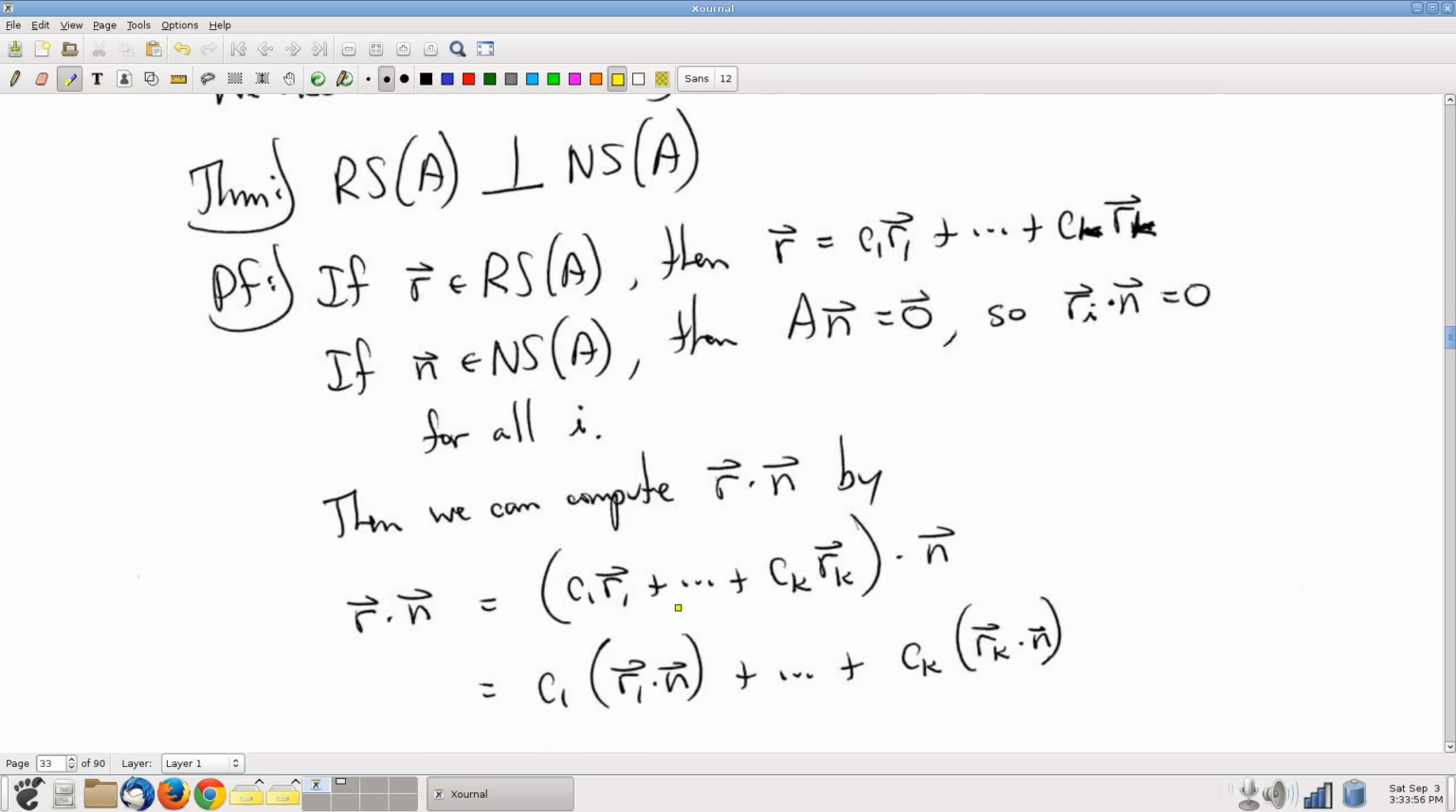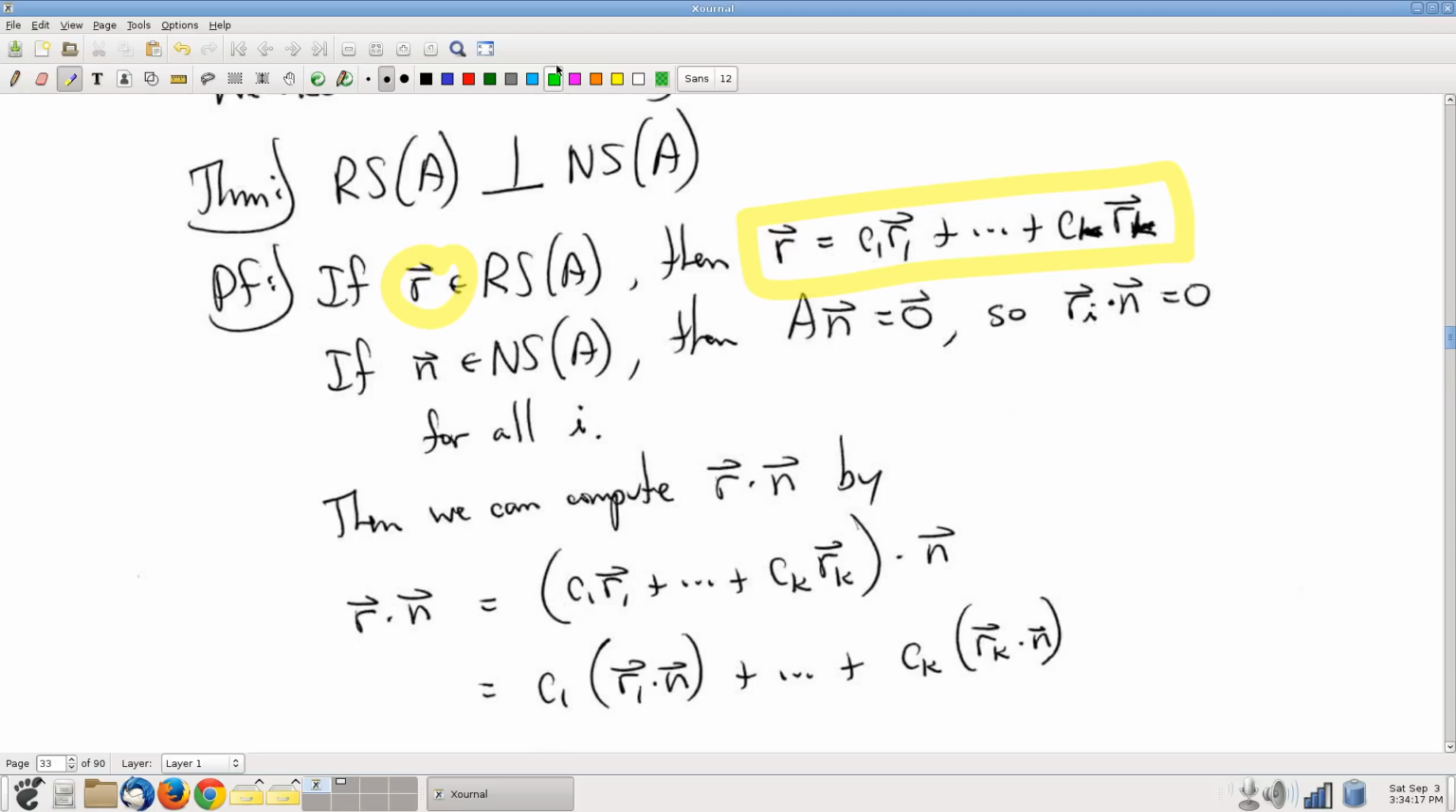Nice little argument here. Pick a vector in the row space. Let's not forget what the row space is. It's the span of the row vectors. So any vector in the row space has got to be some linear combination of those row vectors. And we're using R1, R2, etc. through Rk to represent the row vectors.